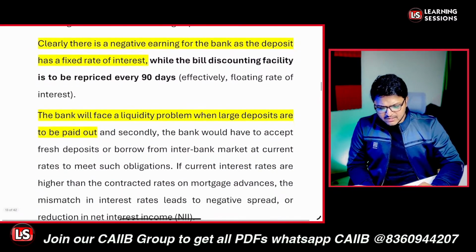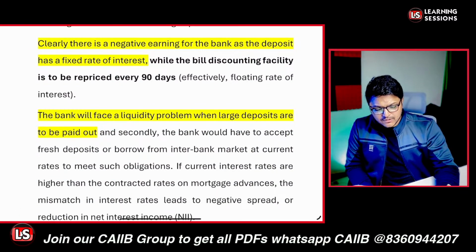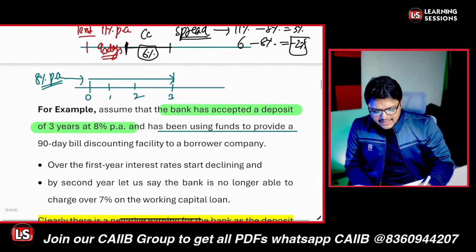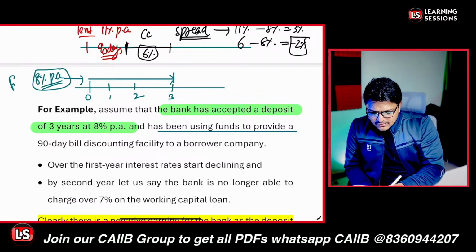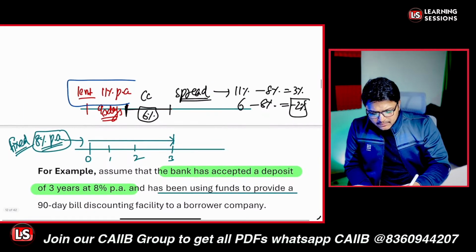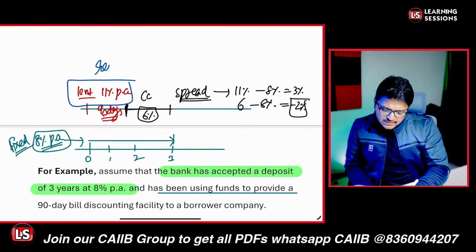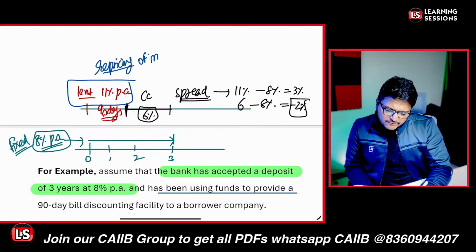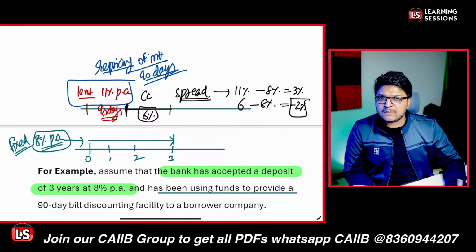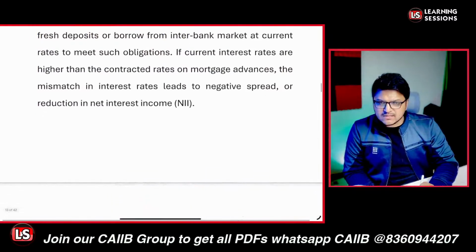So clearly there is a negative earning in that scenario while bill discounting. As I told you, when the bank has received the deposit at 8%, the bank is receiving a fixed interest rate. But in this scenario, the fixed interest is not there, and there is repricing of the interest. There may be repricing of interest after every 90 days, which may impact the bank's income. So that is why we should be managing the market risk.